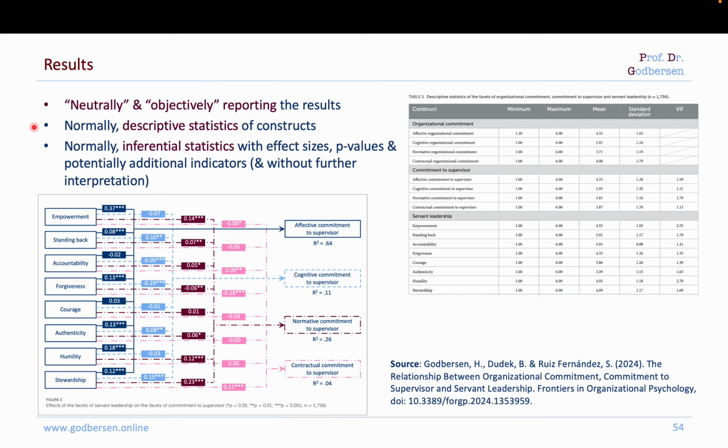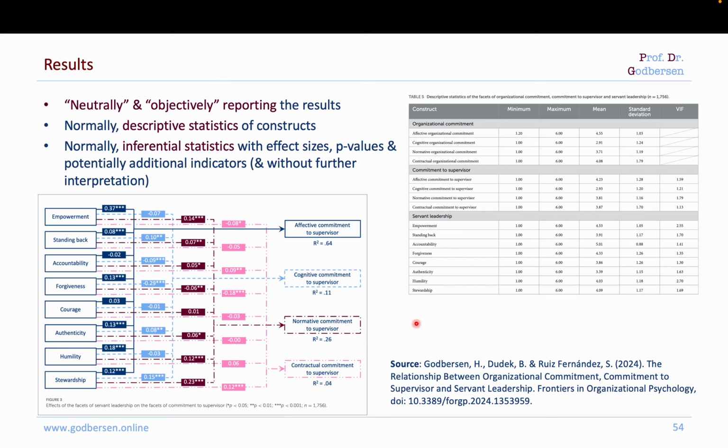Normally, you have the descriptive statistics of your constructs. And then, normally you have the inferential statistics with the p-values, effect sizes, and potentially additional indicators. What you do not do here is interpret these results with regard to why we see the results, or what these results mean for the real world or for academia. That is what you do not do. Neutrally and objectively reporting the results.